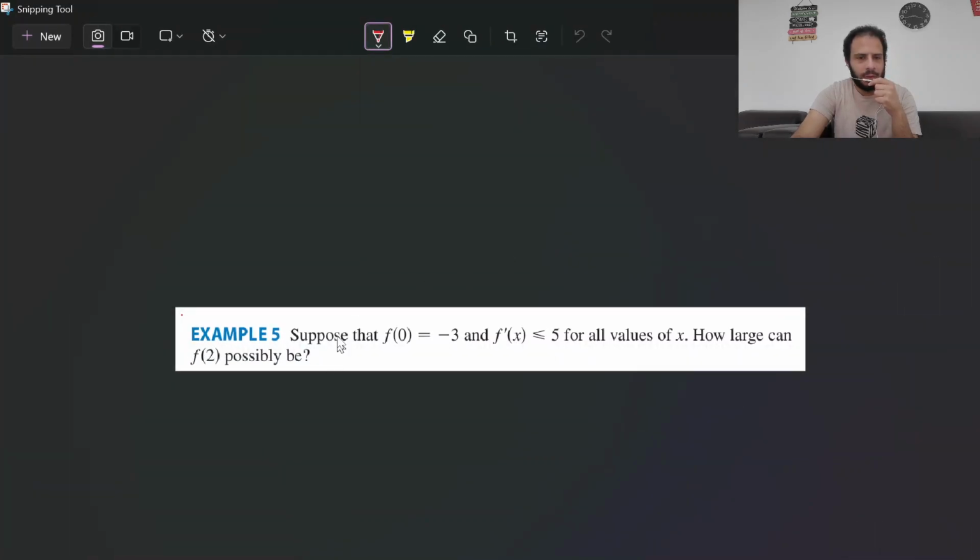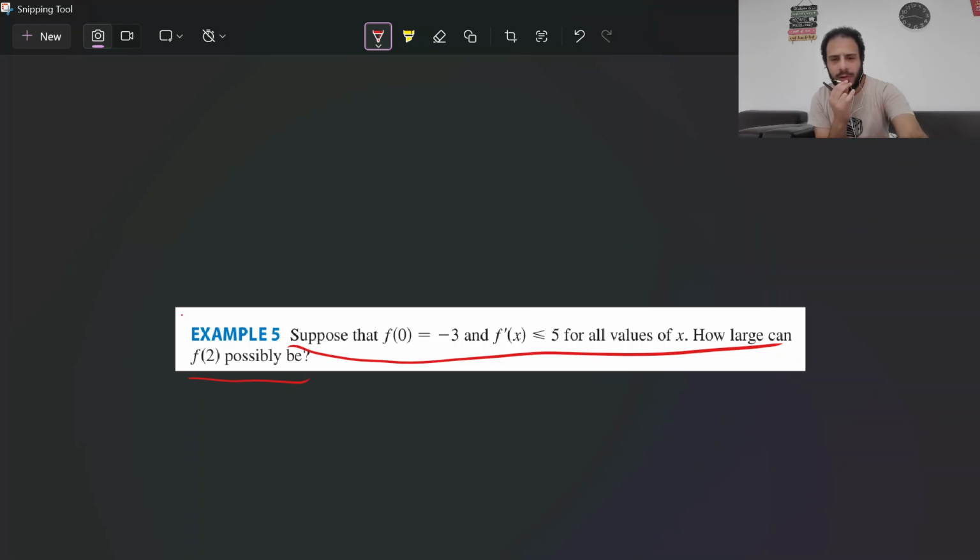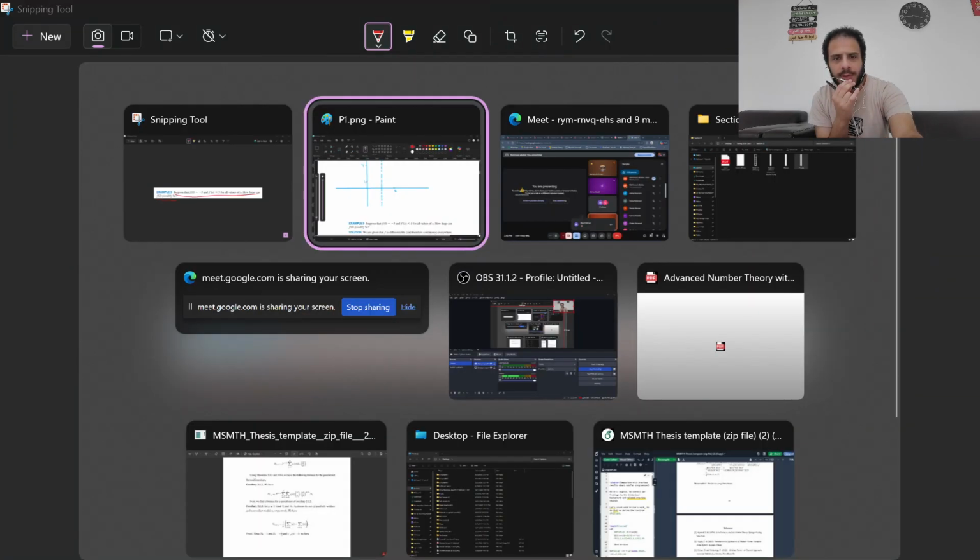Example 5 tells you, suppose that f of 0 equals minus 3 and f prime of x is less than or equal to 5 for all values of x. How large can f of 2 possibly be? Okay? We will use the mean value theorem, right? But for the mean value theorem, you need the function to be continuous. But the example doesn't tell us that the function is continuous. What do you think? Is the function continuous?